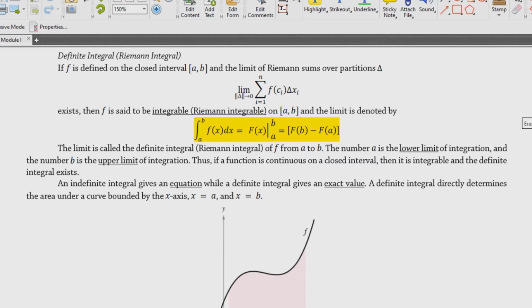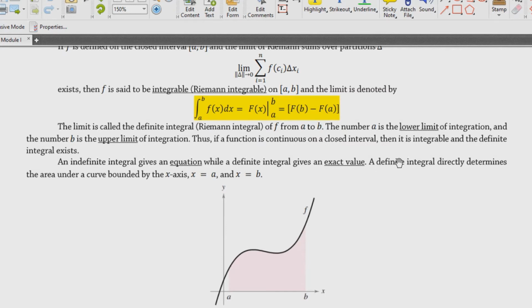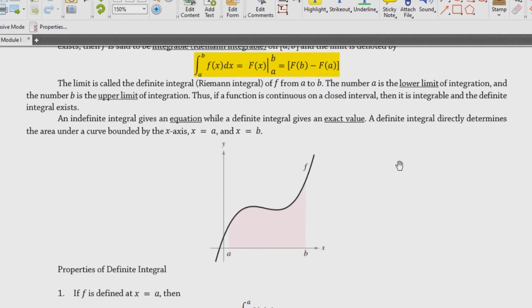Okay, so I hope it makes sense na for our definite integral. Now, let's have some properties of our definite integral kasi hindi naman pwede na wala tayong sasabihin na properties. And by the way, kung hindi nyo masyado nakikita tong ating figure, ang ating definite integral, we're talking about the area under the curve.